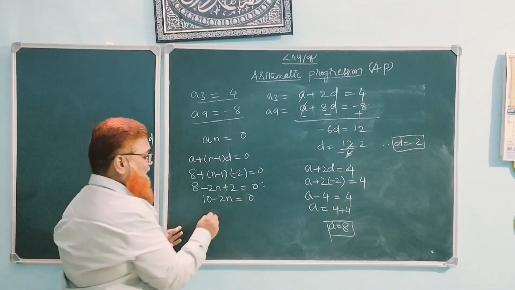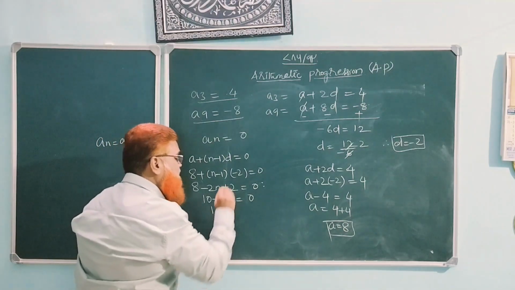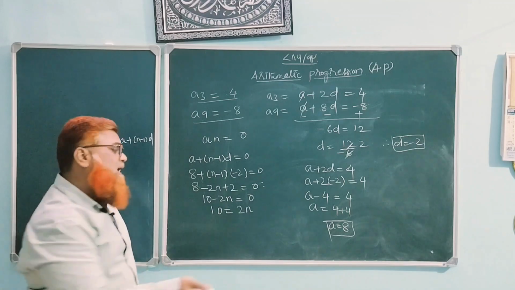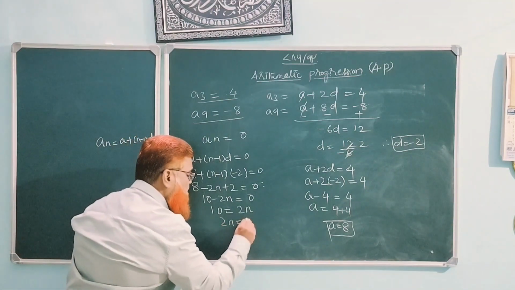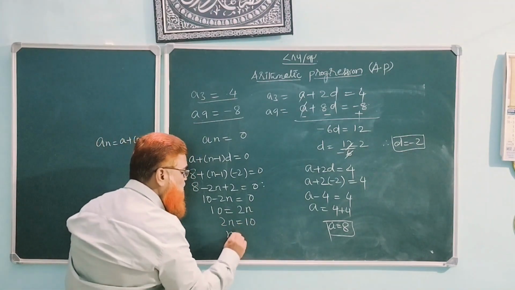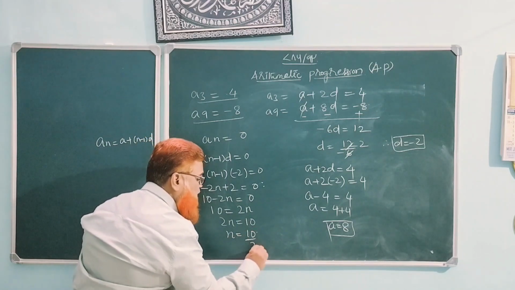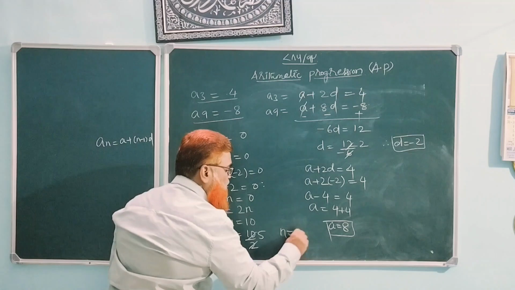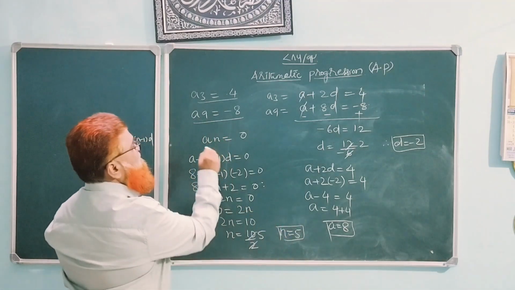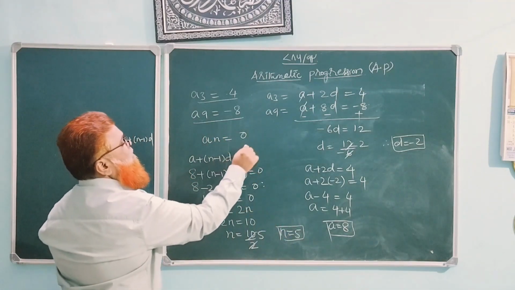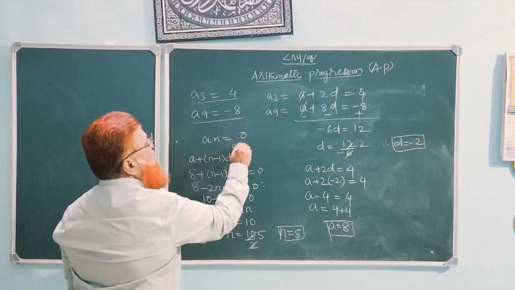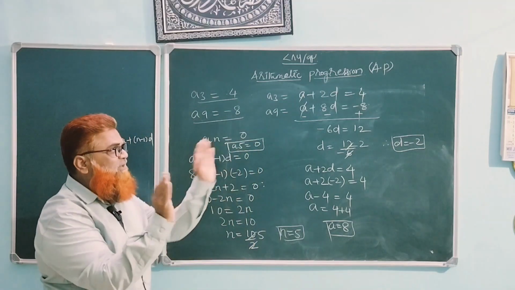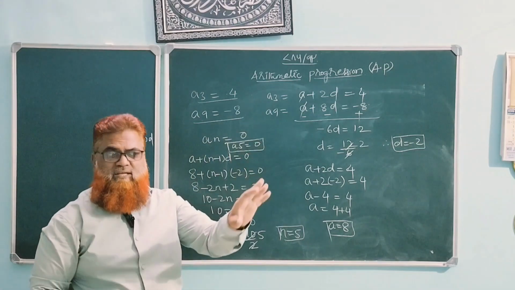What is that? 10 is equal to what? Minus 2n will be on the right side. It is plus 2n. Or I write 2n is equal to what? Plus 10. n is equal to what? 10 divided by 2. 2 ones are 2, 2 fives are 10. So n is equal to 5. Then what I have assumed? an is equal to 0. I say that a5 is equal to 0. The fifth term of this AP will be 0.